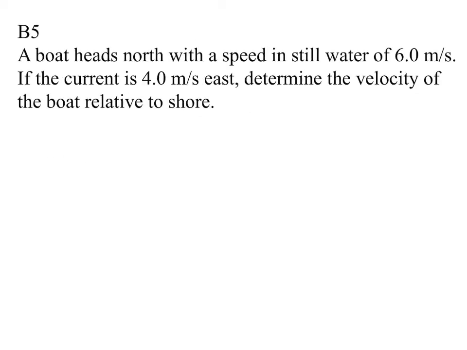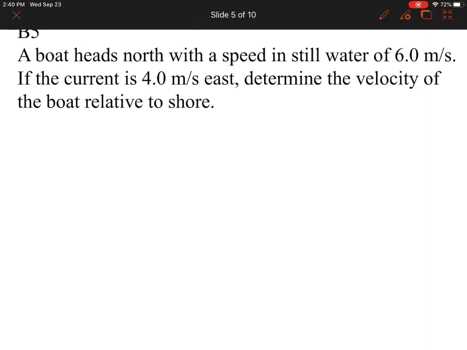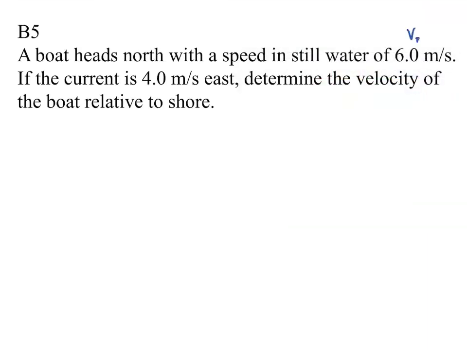Okay, so we have a boat heading north with a speed in still water of 6 meters per second. Okay, so that's the velocity of the boat that it just gave us. So I'm going to call that V with a little B down there, so I know it's the velocity of the boat. The current is 4 meters per second east. So I'm going to call that VC, the velocity of the current. And I want to determine the velocity of the boat relative to the shore. Okay, and I will call that VS, velocity relative to the shore.